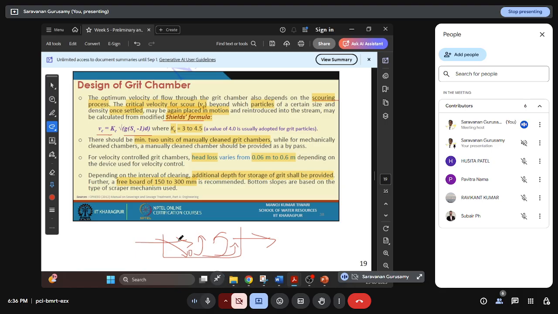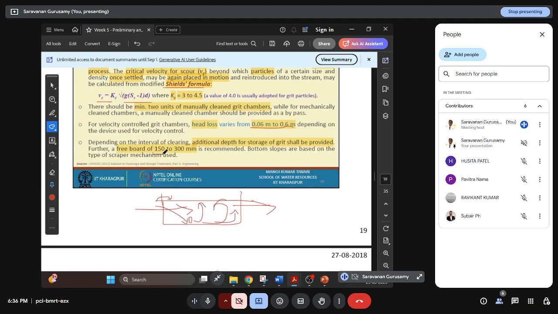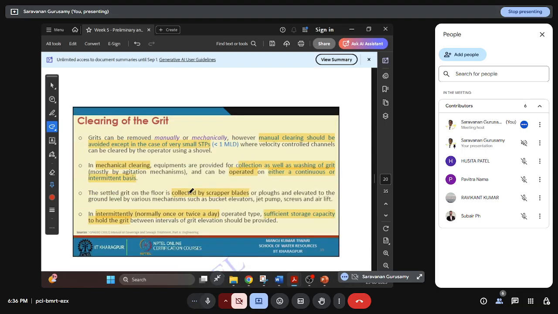Okay. And you have to have a free board. Free board will be there in any tank, so that if extra water comes in, it will take care. So 0.6 meter will be the nominal head loss that needs to be taken care of, with a free board of 150 to 300 mm. Then how to clean the grit chamber?